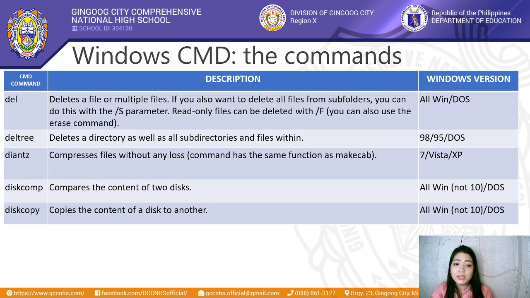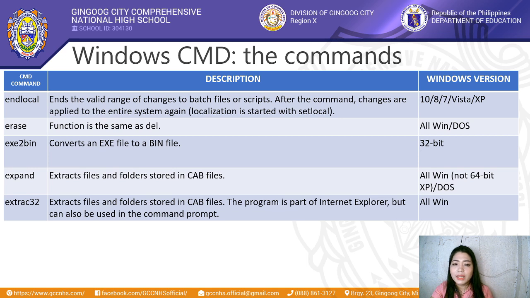Disk copy copies the content of a disk to another. End local ends the valid range of changes to batch files or scripts. Erase function is the same as delete. Exe2bin converts an exe file to a binary file. Expand extracts files and folders stored in cab files. Extract32 extracts files and folders stored in cab files.